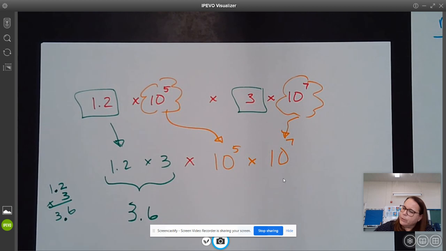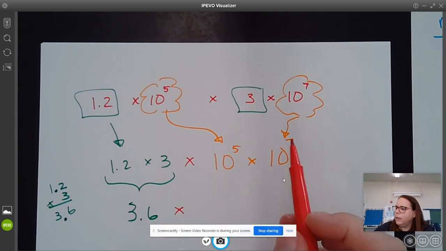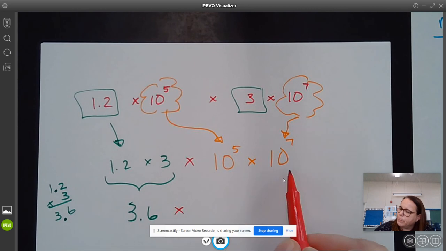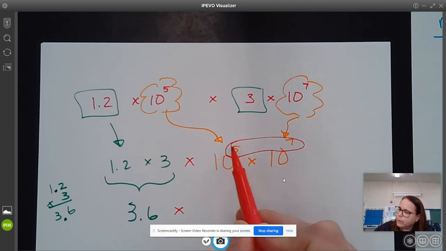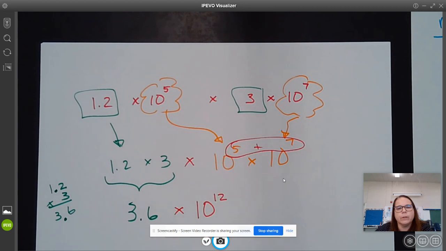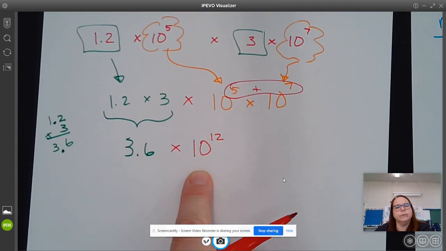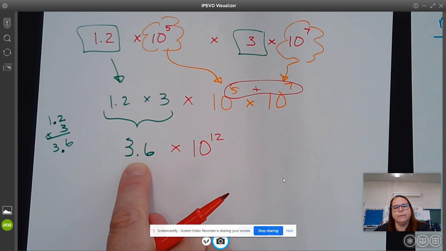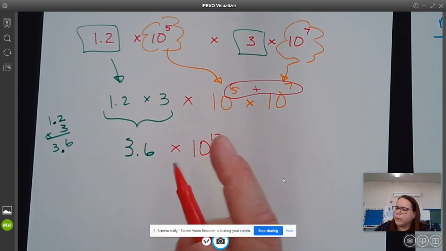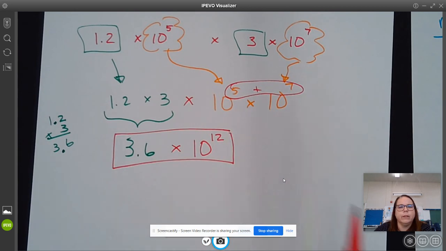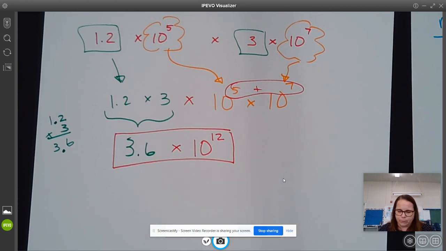And then we're going to multiply, the rule here, right? Same bases, we're multiplying, so we're going to add those exponents. So this is 10 to the 12th. And guess what? There we are. This is in scientific notation, right? This is greater than 1, less than 10, times the power of 10, and we are done. We'd be done with the answer.